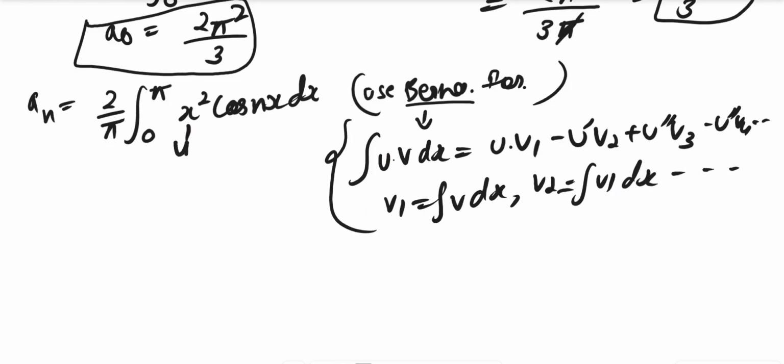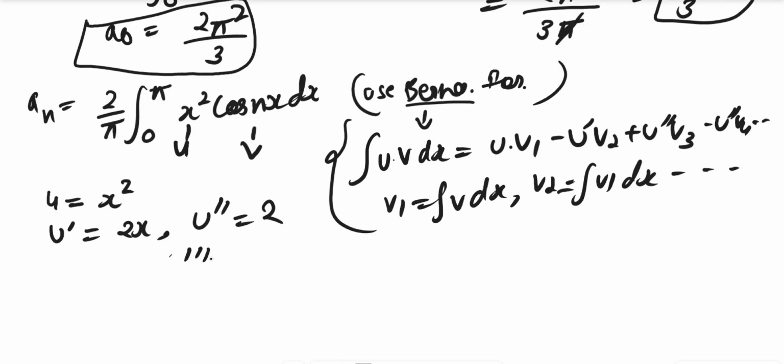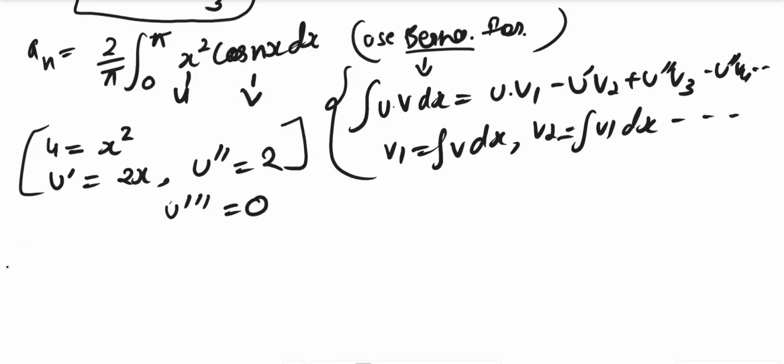So here u is x square and v is cos nx. Write u is equal to x square. This implies u dash is equal to 2x, u double dash is equal to 2 and u triple dash is equal to 0. That means we only need to find values up to u double dash, that is, we need v1, v2 and v3. For that, v1 is equal to the integration of v with respect to dx.